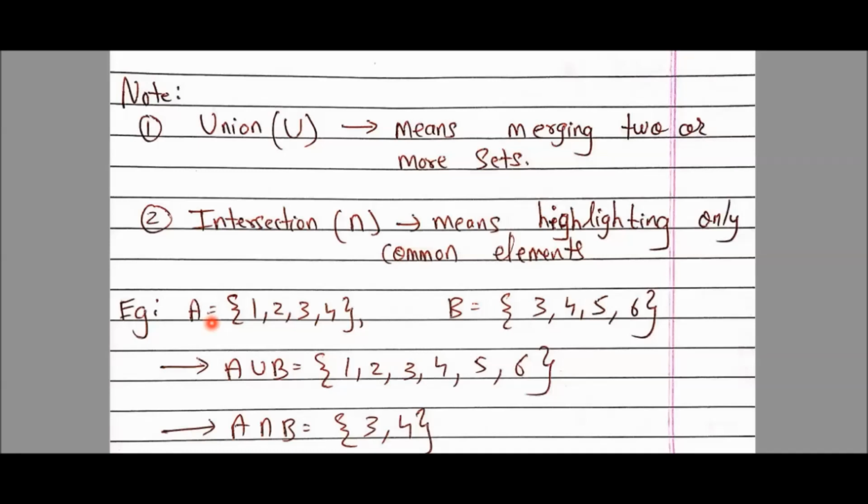Example, let us suppose I have a set A which has elements 1, 2, 3, 4. I have another set B having elements 3, 4, 5, 6. These are my two sets. First, I'd like to find A union B. Don't say U, it is union. A union B. What is A union B? What do you mean by union? Merging two or more sets.